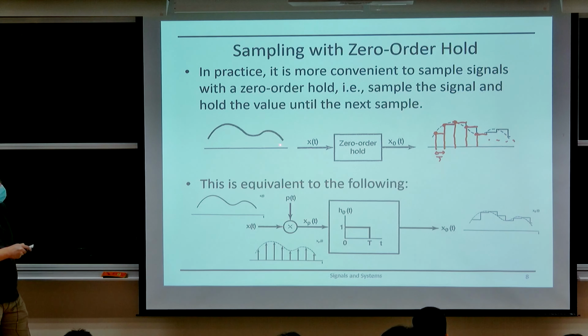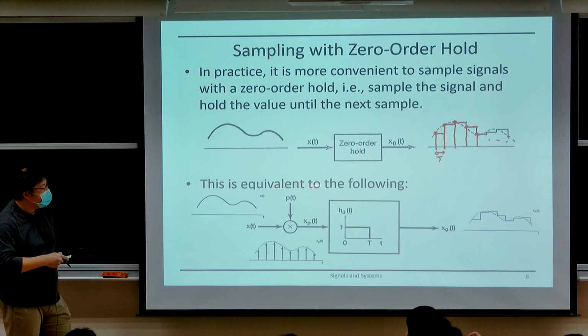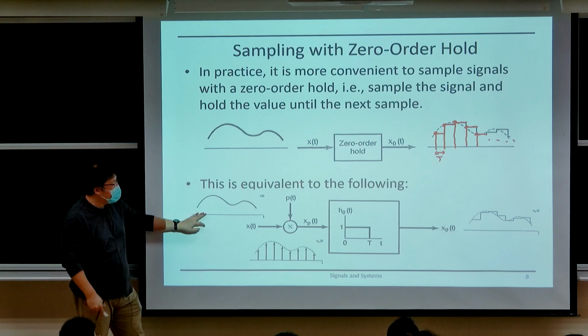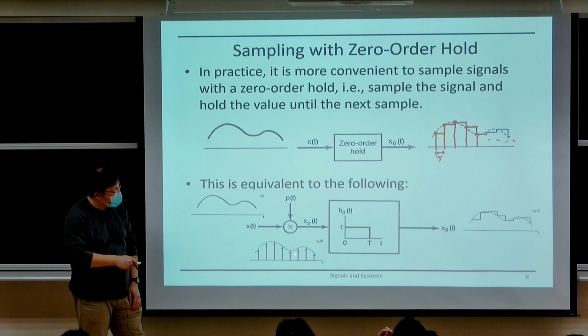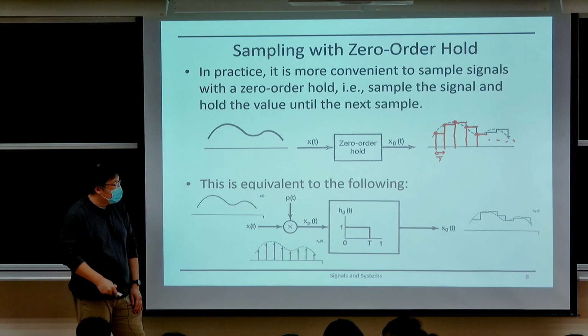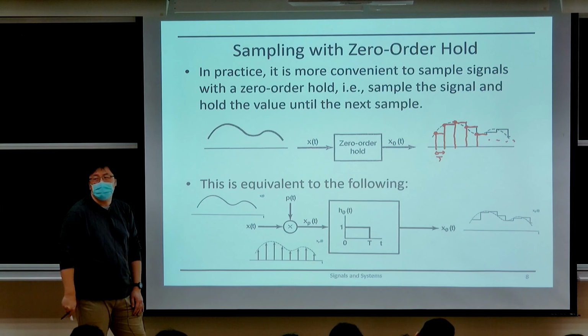Now this zero-order hold operation can actually be written equivalently as follows. You can view this as multiplying the original signal x of t with this impulse train to get x_p of t that looks like this. So you have a bunch of impulses, each one scaled by the corresponding value of x at that time. Then you pass this through a filter with a time domain impulse response that takes on this rectangular shape.